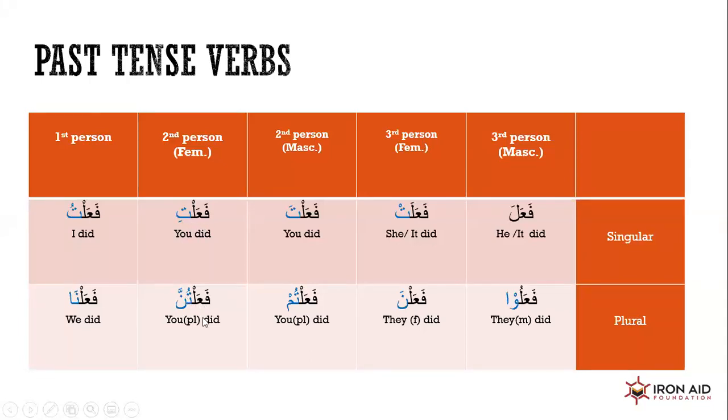Okay, and if you're talking to a group of women, the audience is a group of women, then you say fa'altunna, you plural did. Okay, so then last first person we have I did, fa'altu, and we did, fa'alna, we did.